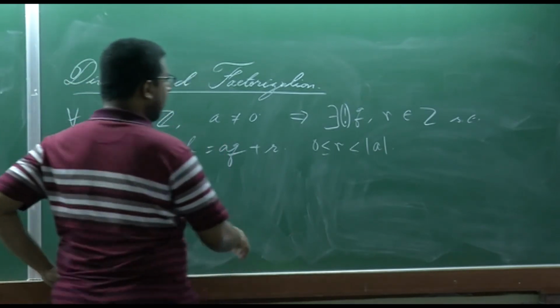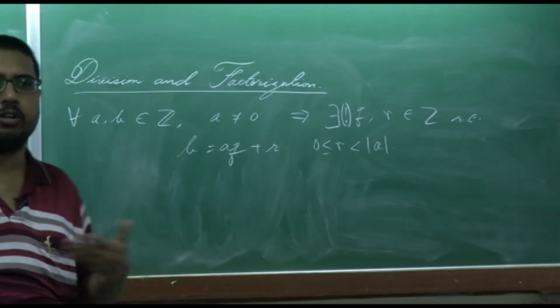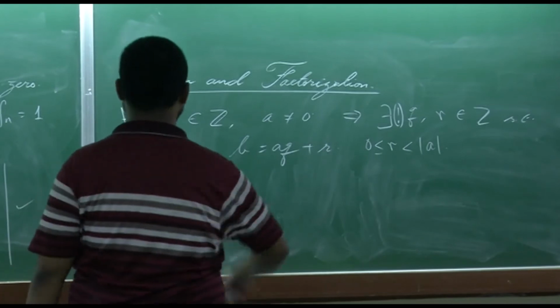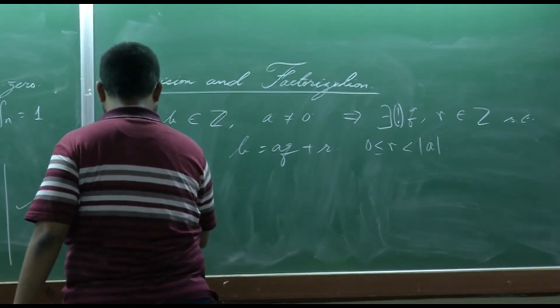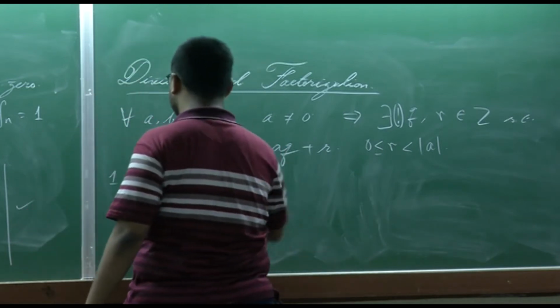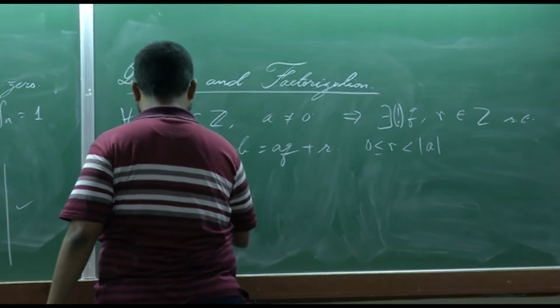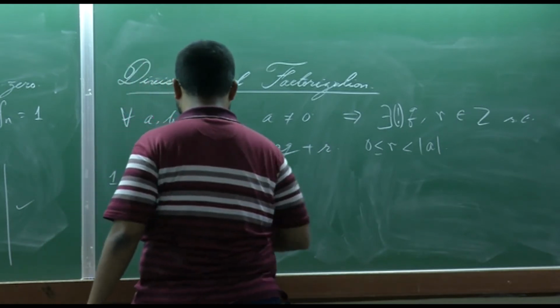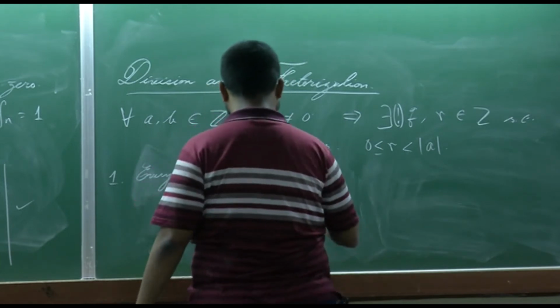And what are the important consequences of this division algorithm? Let me write them down one by one. So, every ideal of Z is principal. Every ideal in Z is principal.